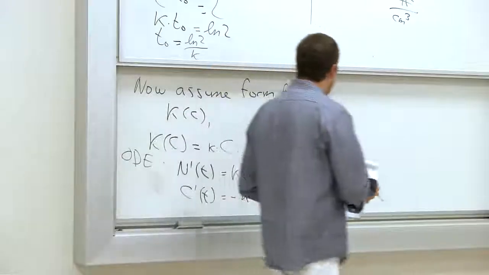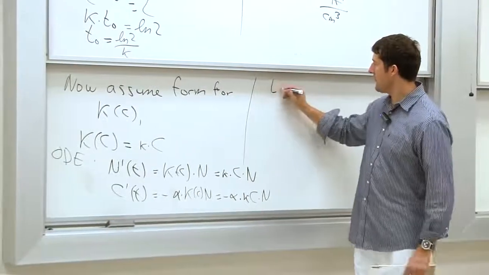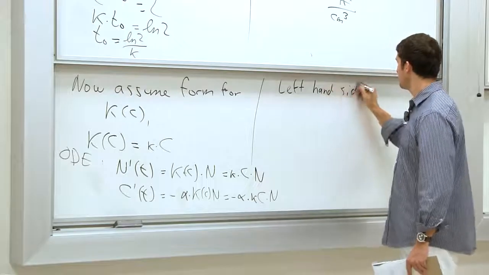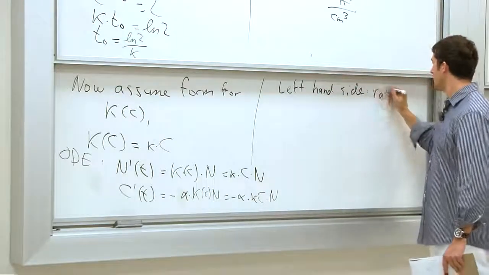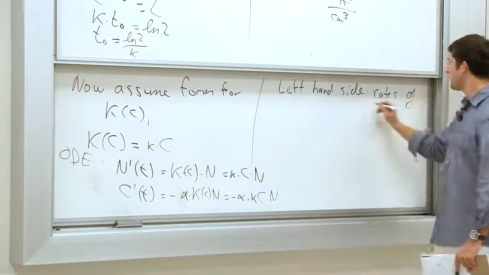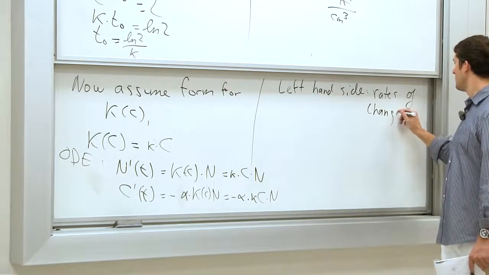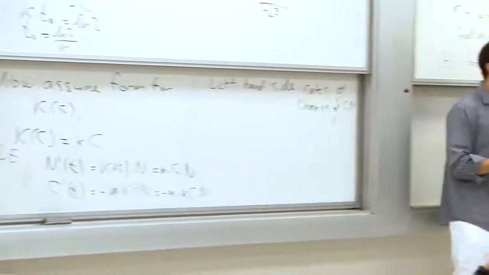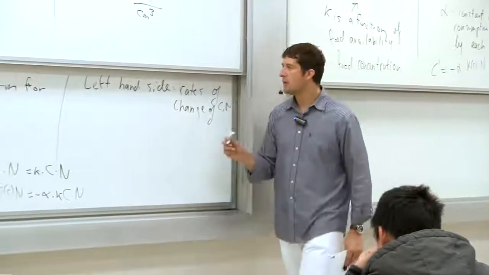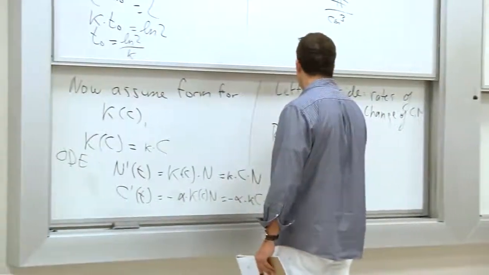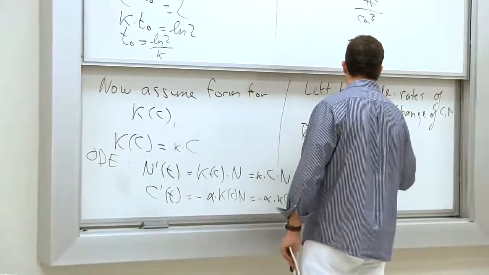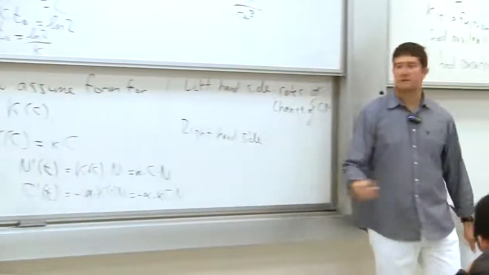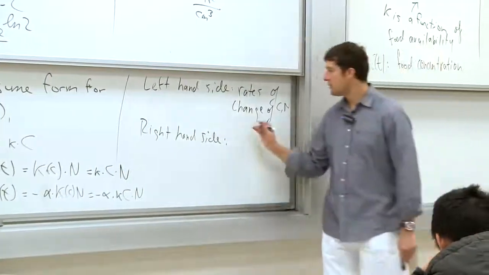All right. Now notice that on the left-hand side are the rates of change for the two variables of the system, C and N. Okay? And on the right-hand side, we have functions of C and N.